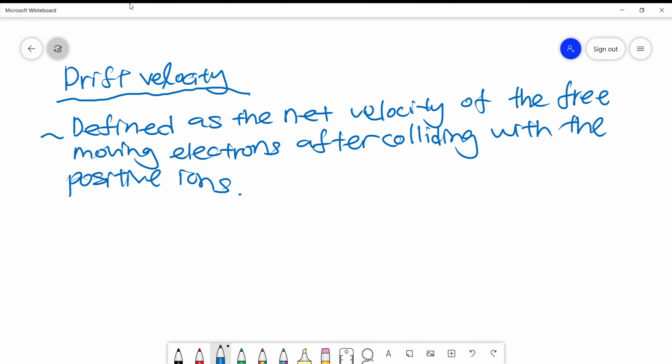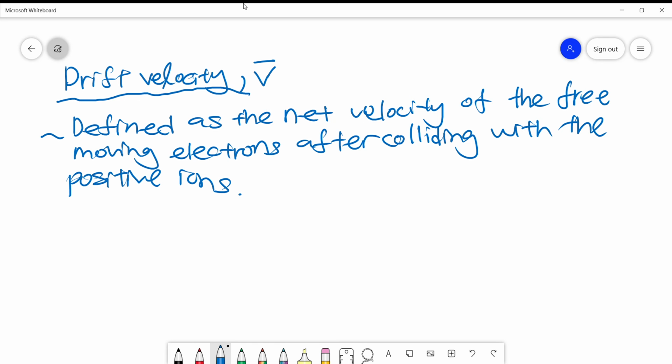The symbol for the drift velocity is v bar, defined as the net velocity, which is of course in the opposite direction to the electric field, since the electrons are moving opposite to the electric field. So defined as the net velocity of the free moving electrons after colliding with the positive ions. This is the definition.